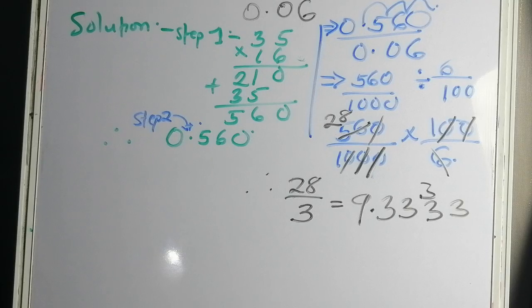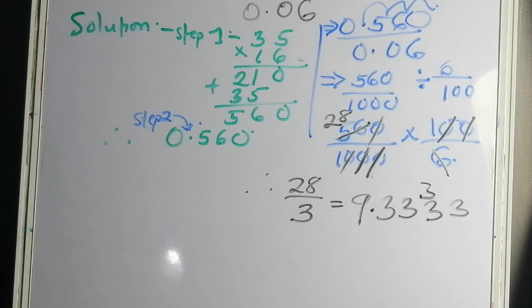Don't forget, the question says simplify to 2 decimal places. You are having 3 questions in one. First, you are doing multiplication of decimals. Second, you are doing division of decimals. Third, you are also converting to 2 decimal places. Very important. Don't miss it.